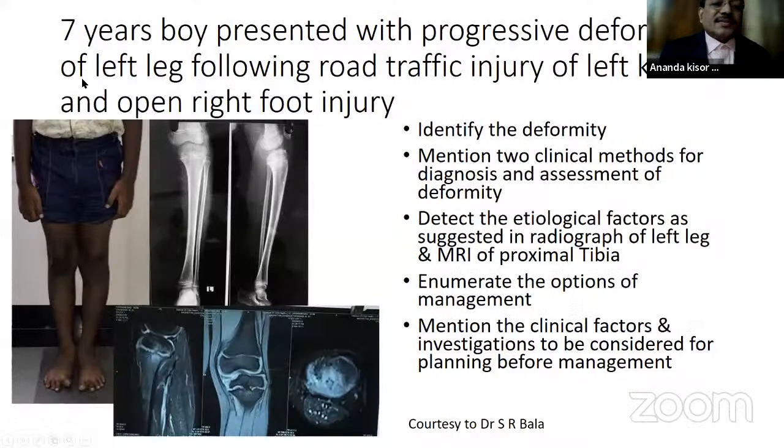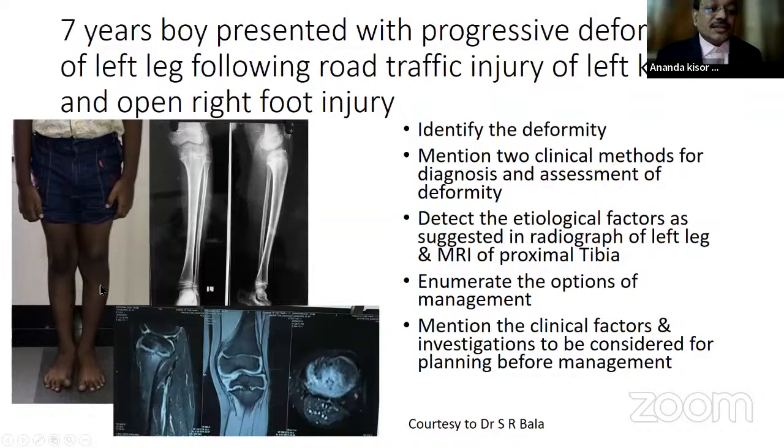Now, this is another case. It is a 7-year-old boy presented with progressive deformity of the left leg, following a road traffic injury of the left knee and an open right foot injury. So, open right foot injury. So identify the deformity of the left lower limb. What is the left lower limb deformity?